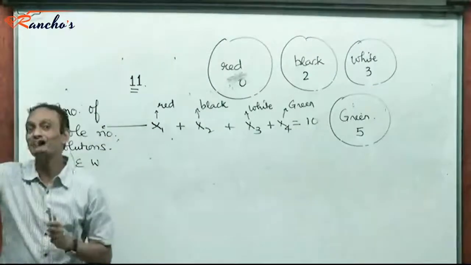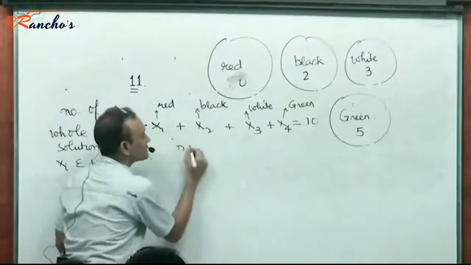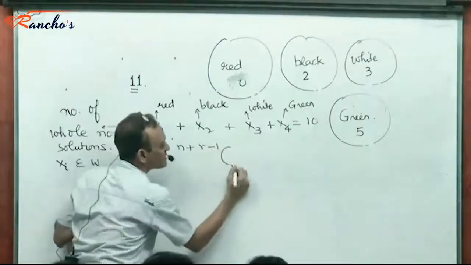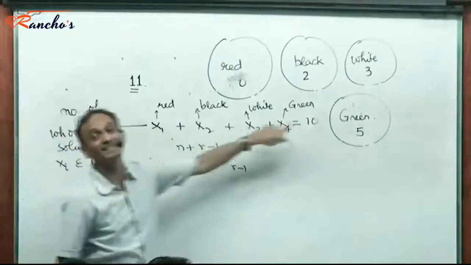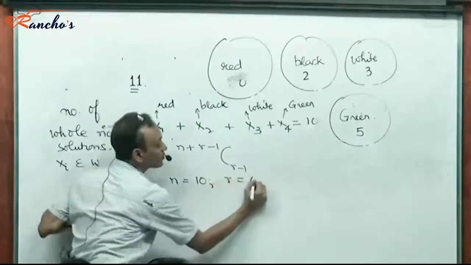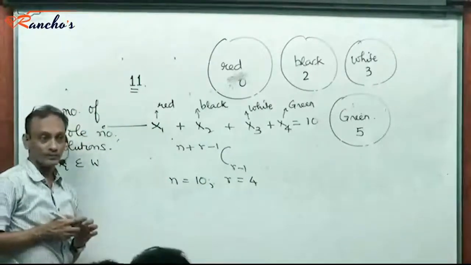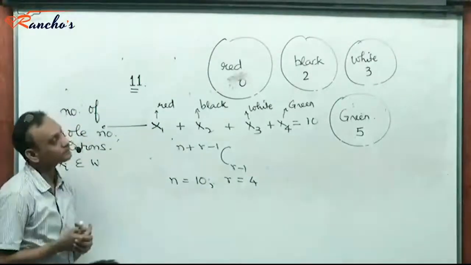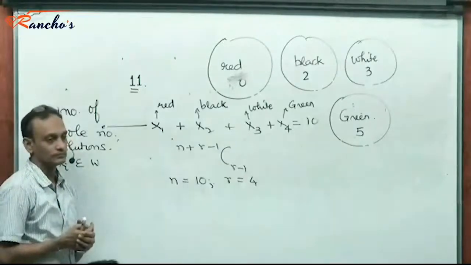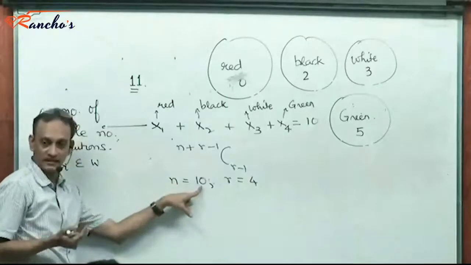Now this is n plus r minus 1 c r minus 1, right? Remember this? The last result that we did, n plus r minus 1 c r minus 1. In this case, n is 10 and r is 4. Isn't it? That's all. The total number of balls to be selected, 10.